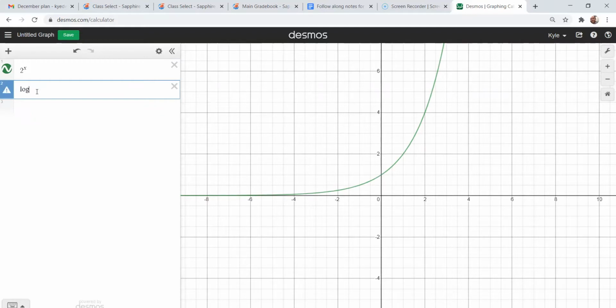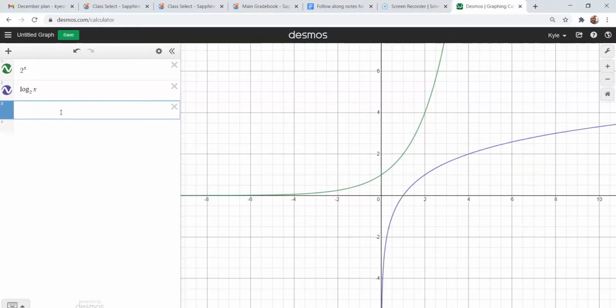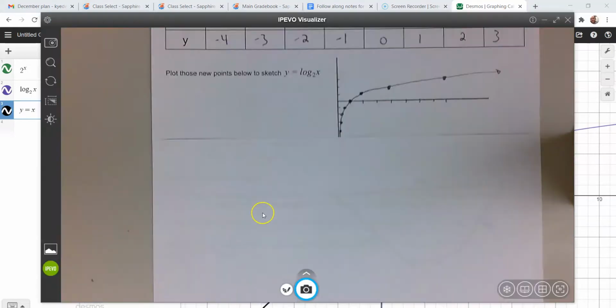To get a base, if you ever have to do this, you hit shift and the minus sign, log base 2 of x. And then let's just put that line in between them. They're supposed to be reflections over the line y equals x. And they are. Perfect. And that's what happens with inverses. All the x's and y's get flip-flopped. That's what's going to happen when you do that.